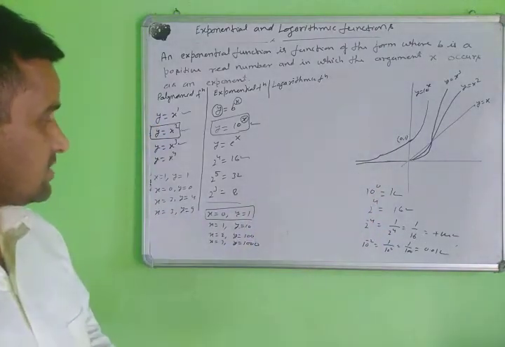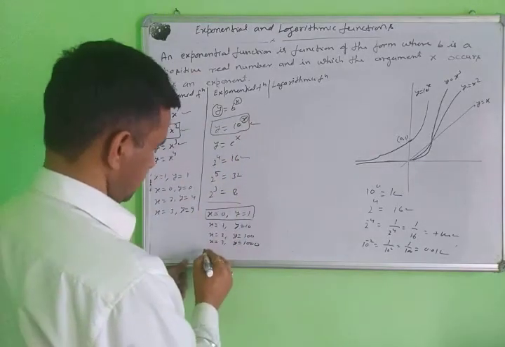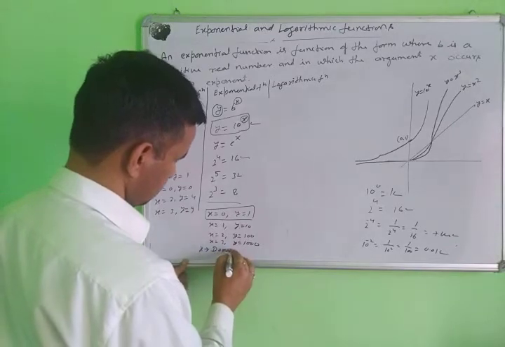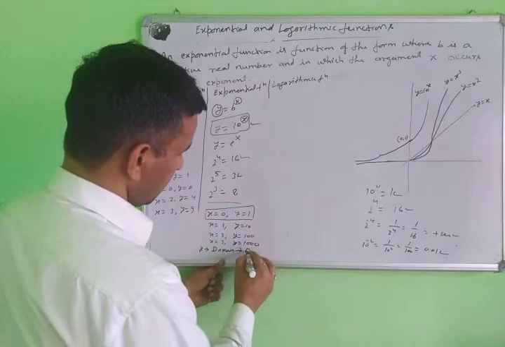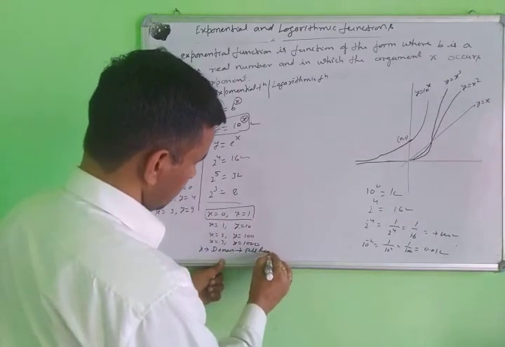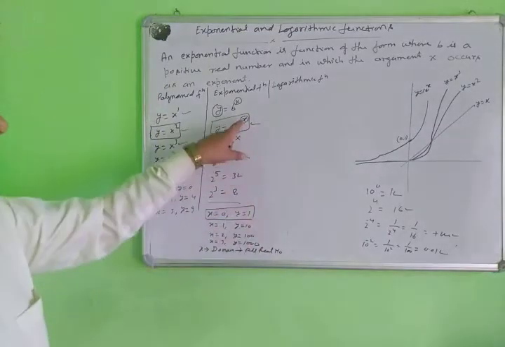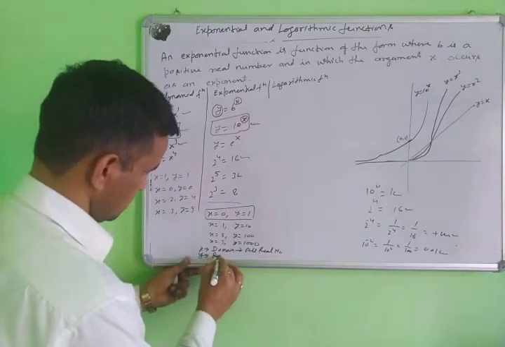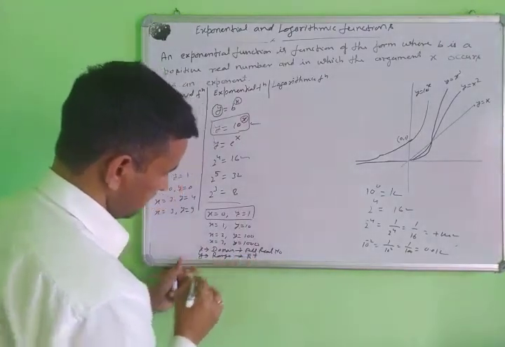The second thing, this is the domain part. X here is the domain part here. This will be all real numbers. X is all real numbers and the value of y is the range. This is only positive real numbers.